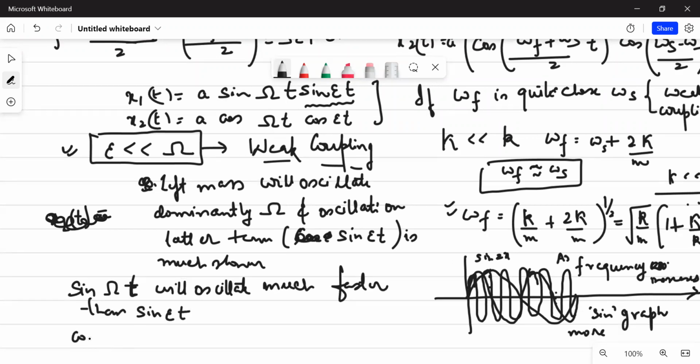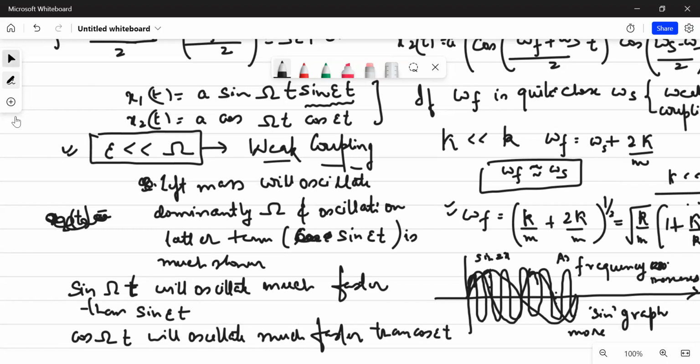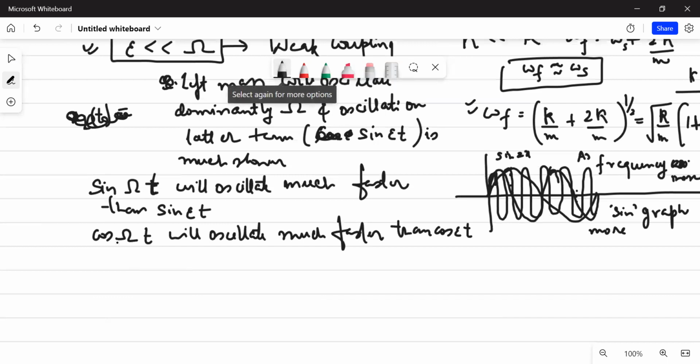And similarly, I can say that cos omega t will oscillate much faster than cos epsilon t. Is that clear? So more or less, in the time interval of oscillations, this will remain almost constant. Or you can say that this will act as if it is an envelope. So these two things will act as an envelope.